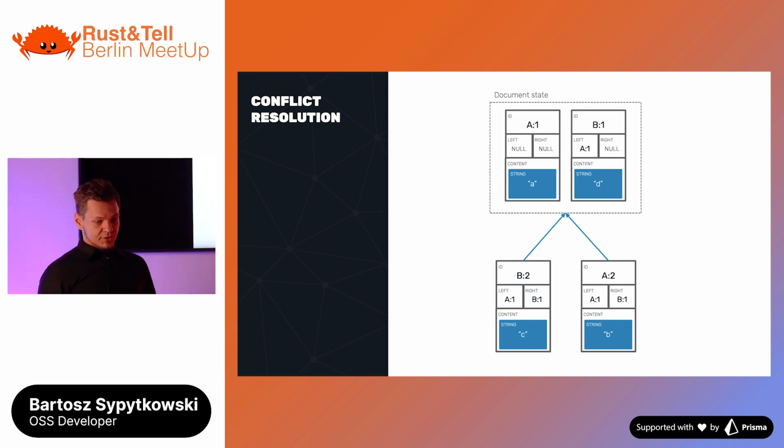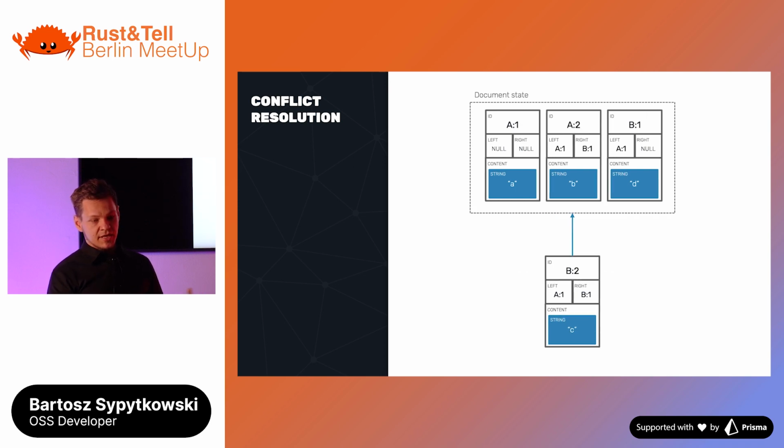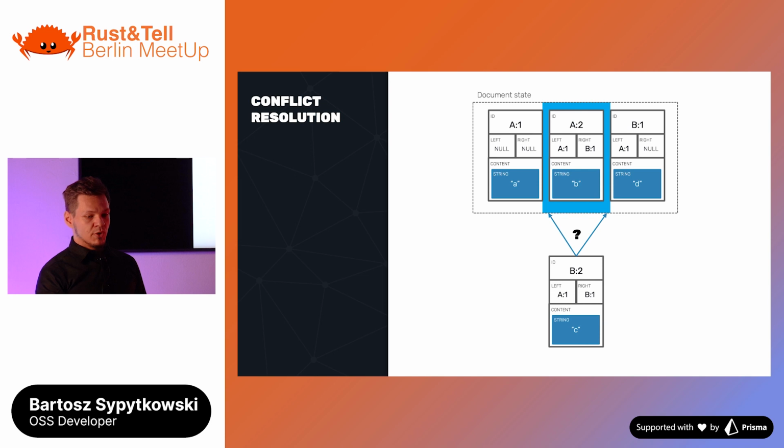We can recognize the unique identifiers, and we can see that the left and right neighbors that we wanted to insert our characters between are the same. So let's assume that A2 happened first. We can easily insert it because there was no extra block inside. However, when we want to insert B, there is a question of where to insert it, right? Is it before A2 or after A2? We need to be able to decide this deterministically, the same way on every machine, even if B2 would happen first. So how can we do it?